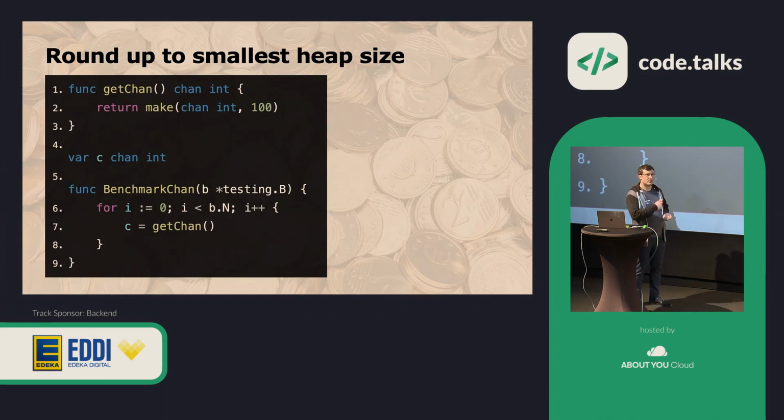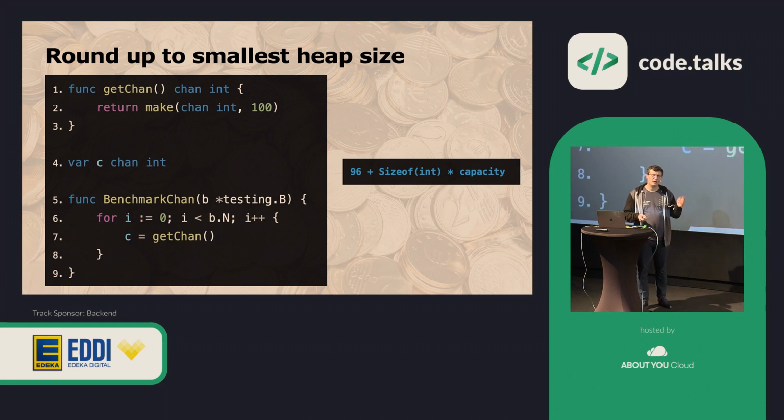Well, let's take a look at the code on the screen. We have a get channel method on the first 3 lines, and from line 5 through 9, we have a benchmark. What will the benchmark show us? It will show us how much memory our buffer channel will occupy. Please note that the method creates a buffer channel of size 100, of capacity 100. Now, my question is, how much memory will this buffer channel actually occupy?